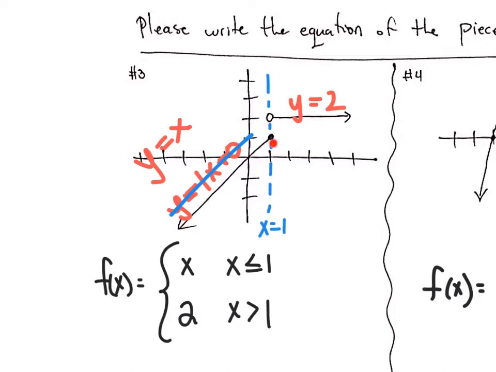Notice how the domain is split up at x equals 1. So to the left, less than or equal to 1, we have the line y equals x. And to the right, I have y equals 2, to the right of 1. This tells us where it is. This equation tells us what it is. This is y equals this, and y equals this.